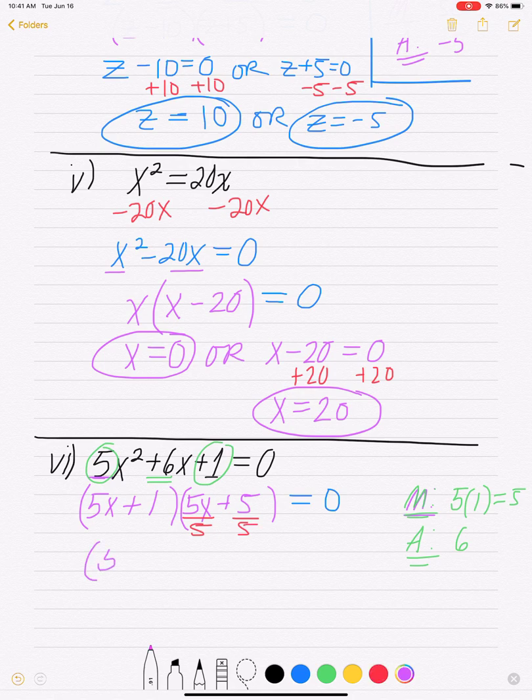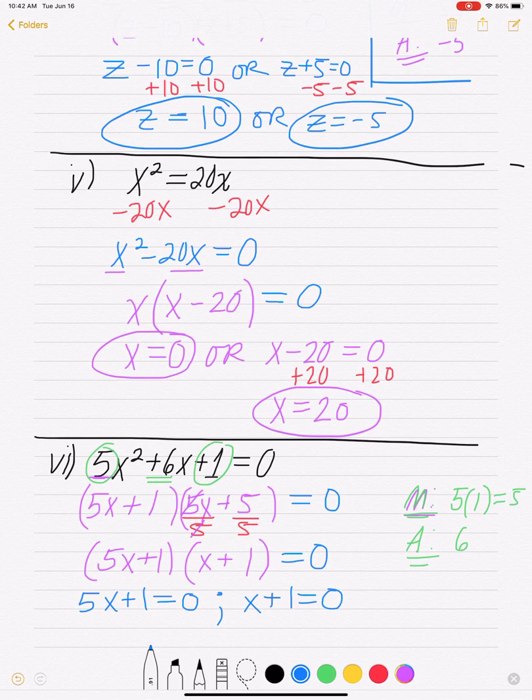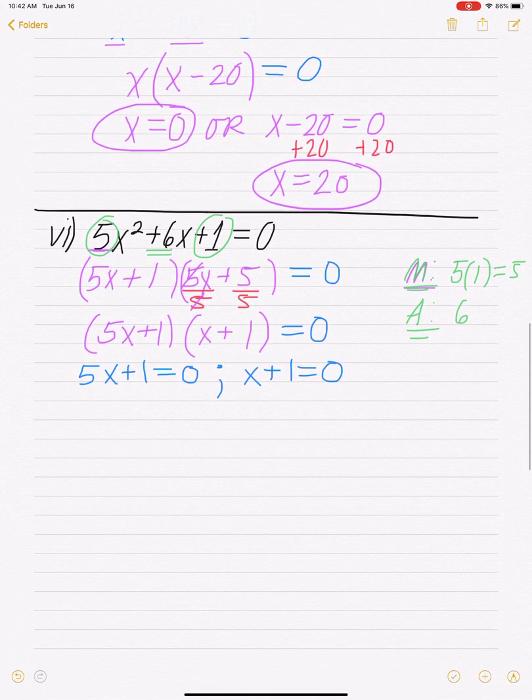5x plus 1, which hasn't been touched. And what happens here? Well, the 5's cancel and you get x plus, 5 over 5 is 1, x plus 1. So 5x plus 1 and x plus 1 are actually your factors. So then what you'll do, you'll set these equal to 0. 5x plus 1 equals 0. And the other one, x plus 1 equals 0. And you'll solve those 2 individual basic equations.